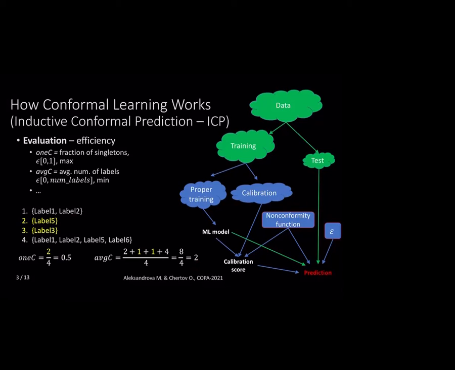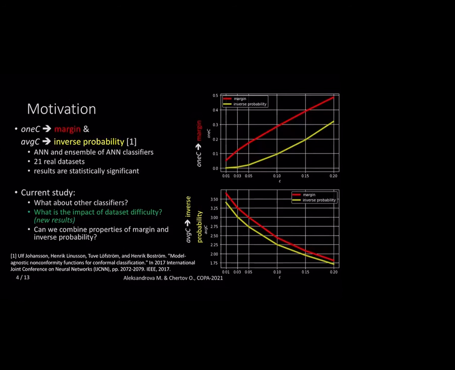A recent study that is cited at the bottom of this slide revealed an interesting relationship between these efficiency metrics and the choice of the nonconformity functions that was used to build the model. In particular, the authors showed that using margin usually results in higher values of average C, as presented here. And using inverse probability usually results in lower values of average C.